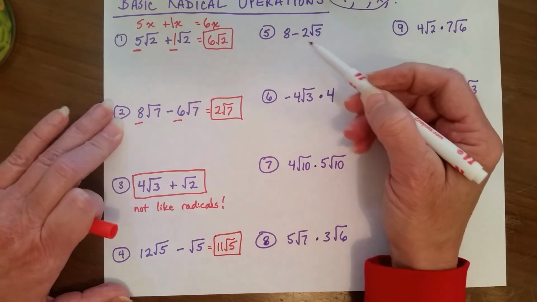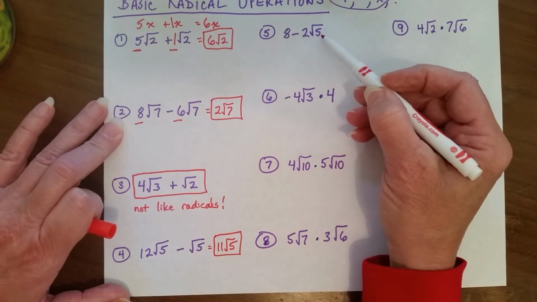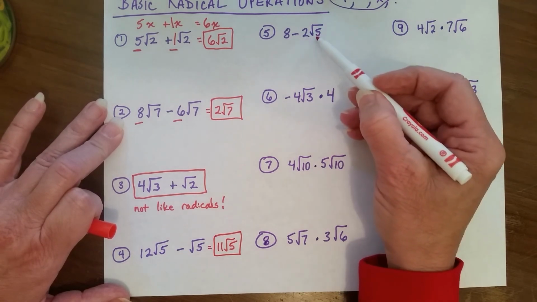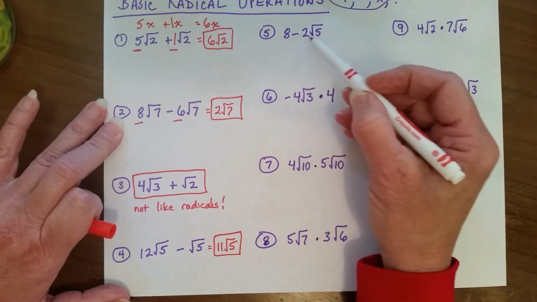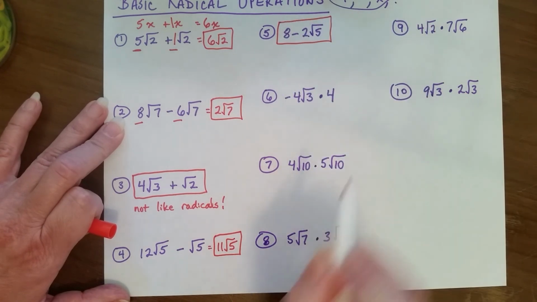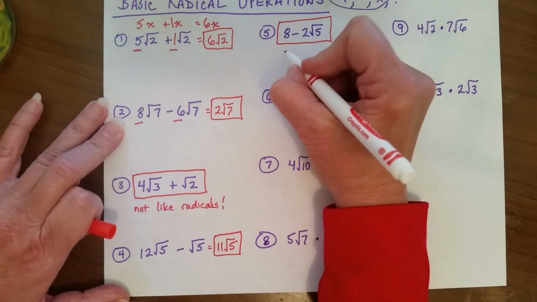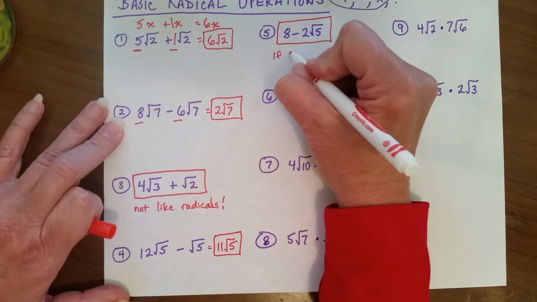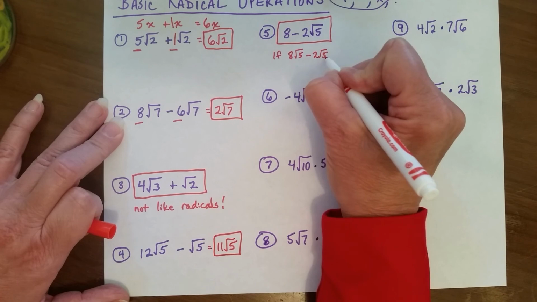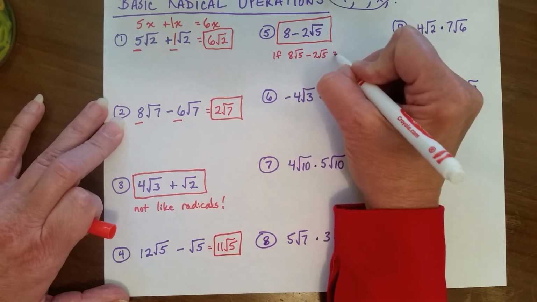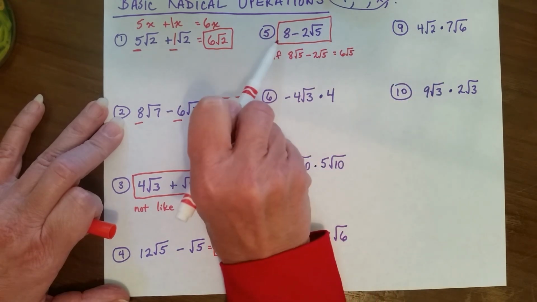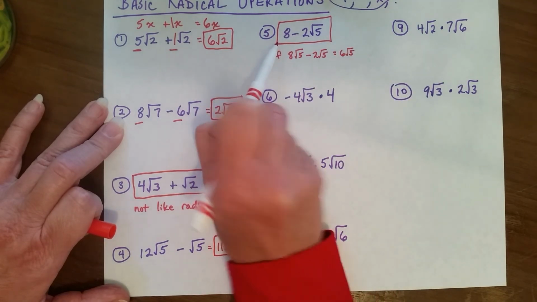Okay, back up here. Number 5 is 8 minus 2 root 5. These are not like terms. This is a constant term. This is a radical term. You cannot subtract that. You just have to leave it as 8 minus 2 root 5. On the other hand, let's suppose it were 8 root 5 minus 2 root 5. Then we have like radicals. Then you could say, hey, 8 minus 2 is 6 root 5. That would be okay, but that's not the case here, so you leave that alone.